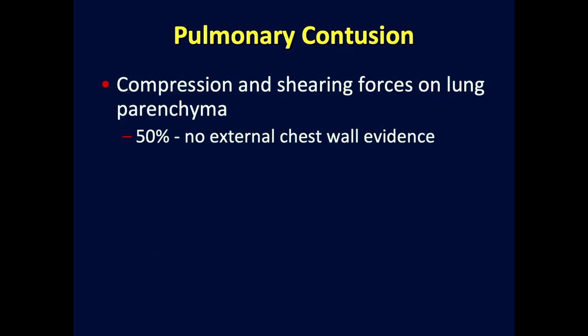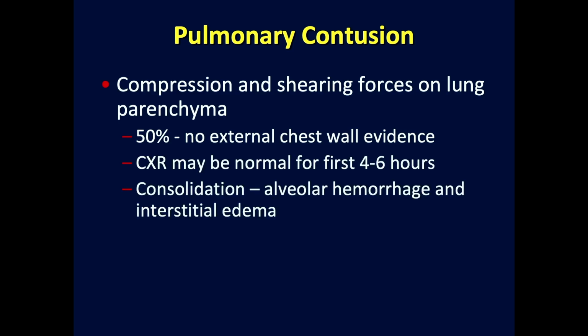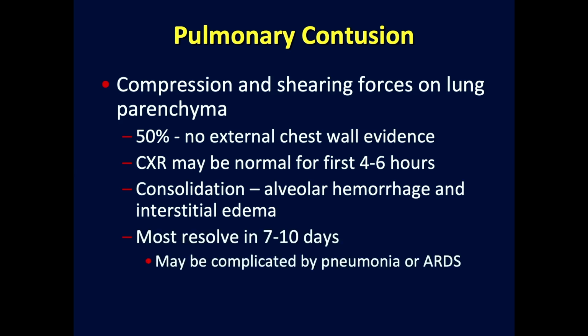Pulmonary contusions, because of this compressibility of the chest, are quite common in children and caused by shearing forces. In many of these cases, there won't be any external evidence on the chest that there's actually been an injury to the chest. The chest x-ray may actually be normal for a while, so these contusions develop a little bit in the first 6 hours, and eventually you'll see some airspace opacity due to hemorrhage and interstitial edema.